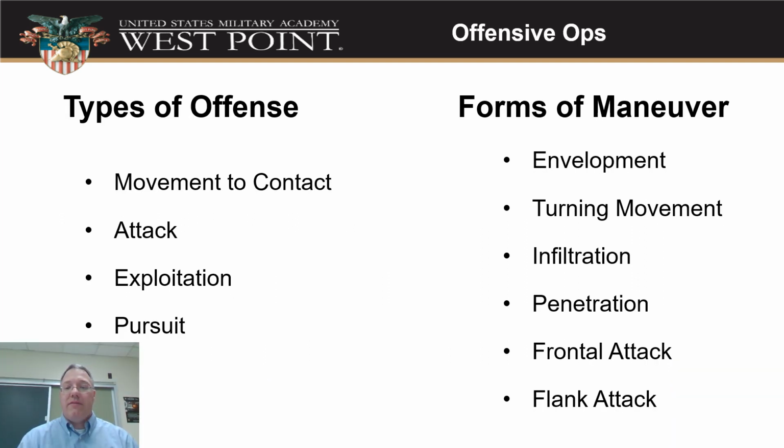All right, for offensive operations, make sure you understand the 4 types of offense, which is movement to contact, attack, exploitation, and pursuit. You got to know those 4. Now, we focused the rest of the course on attack as the only type of offense we've been talking about, but just know the other 3. Now, within attack, we've got forms of maneuver. These are how we maneuver our forces on the battlefield to execute an attack. So understand what they are, know this list, and go back and review the other video if you need to about what each of these forms of maneuver are and how they work.